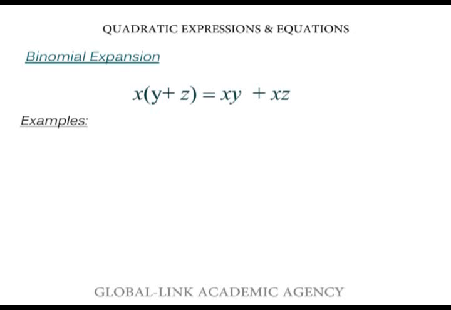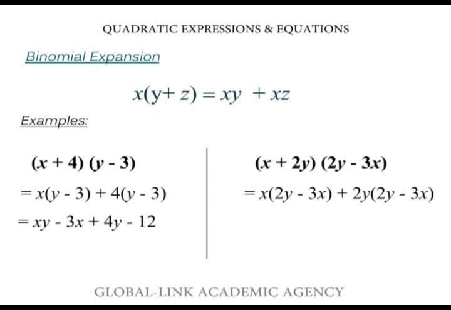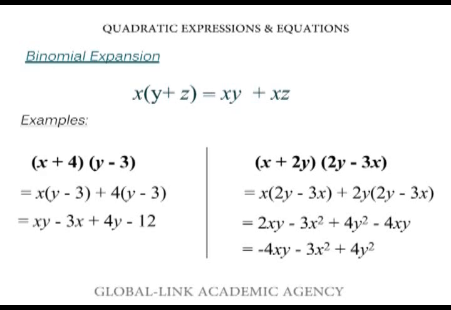For example, (x + 4)(y - 3) is equal to x(y - 3) + 4(y - 3), giving us xy - 3x + 4y - 12. Similarly, (x + 2y)(2y - 3x) is equal to x(2y - 3x) + 2y(2y - 3x), giving us minus 4xy minus 3x squared plus 4y squared.